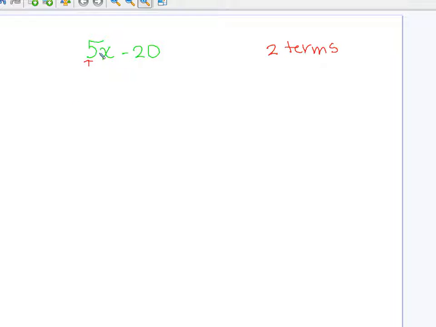The number that sits right next to the variable is the coefficient. And then, of course, that would make this the variable. And this would be the constant.